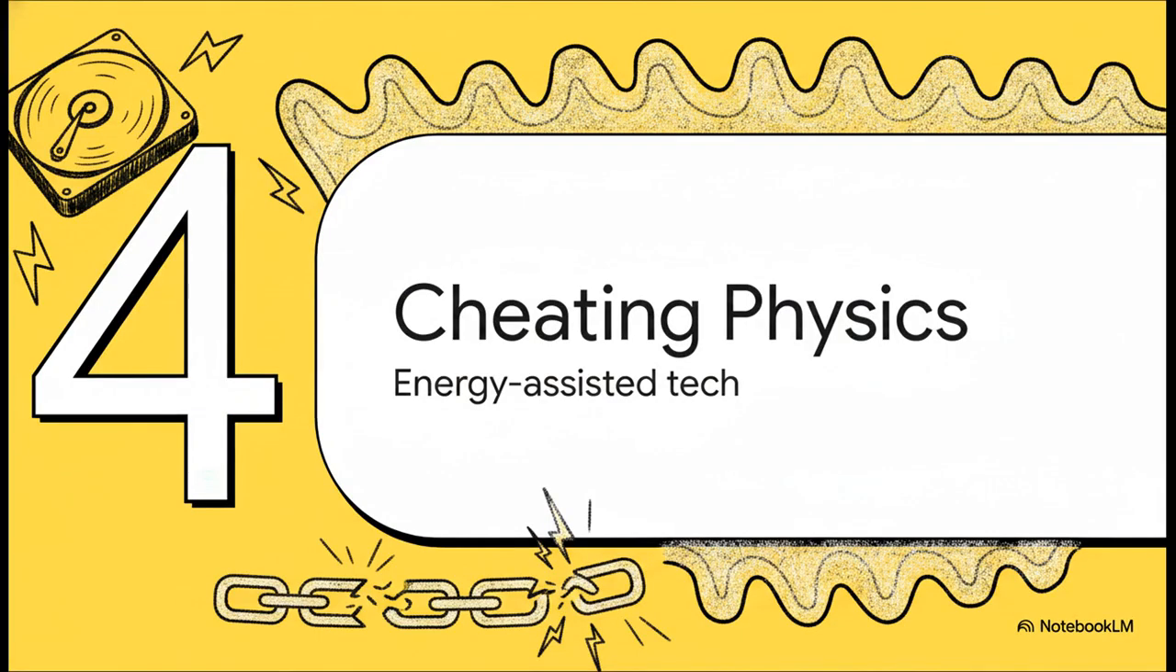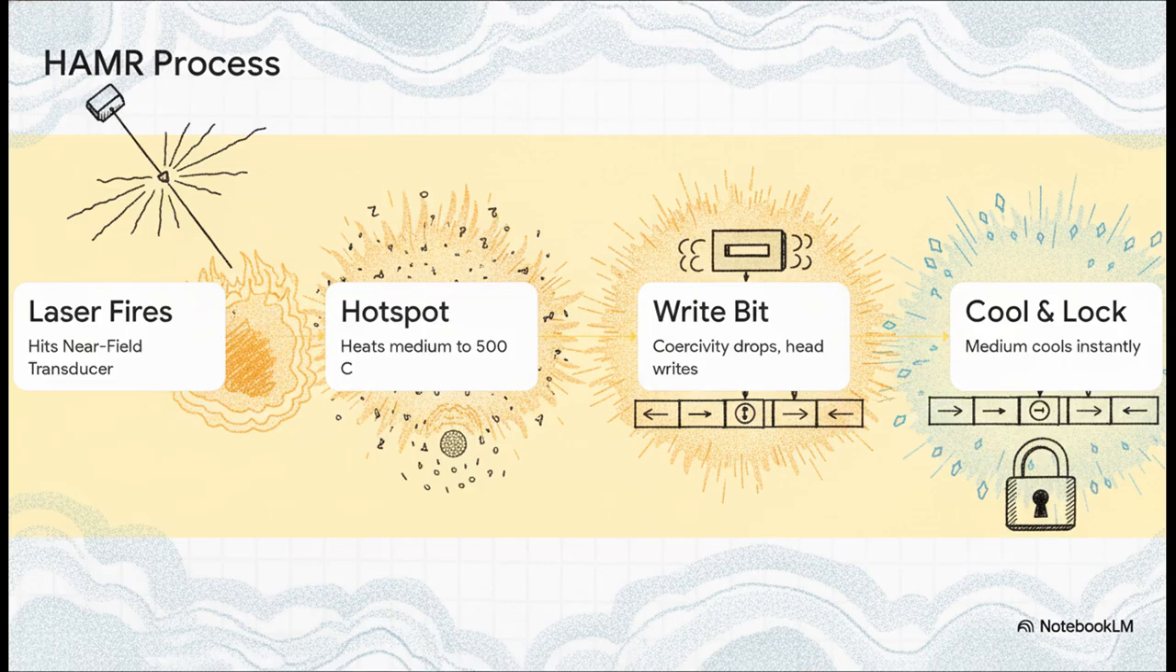Enter Section 4, Cheating Physics with Heat. So if you can't beat the laws of thermodynamics, you kind of have to bend them. And this is exactly where heat-assisted magnetic recording, or HAMR, comes in. It's this brilliant four-step sequence.